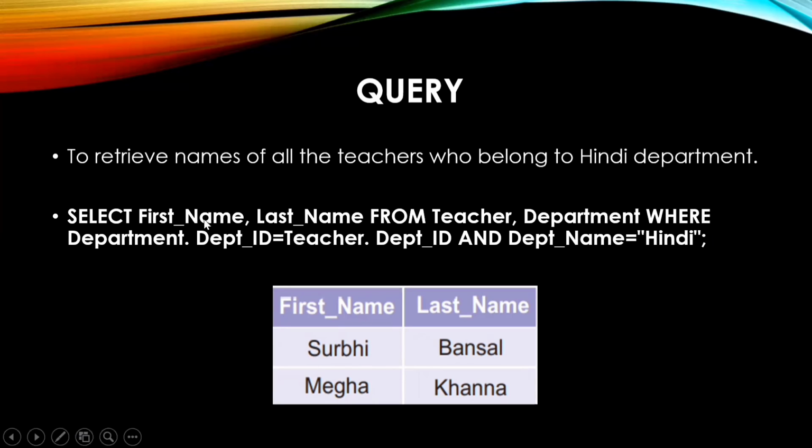Select first name, last name from which table? Teachers table and then department table where department dot department ID equal to teacher dot department ID and department name equal to Hindi. Okay. So department dot department ID, teacher dot department ID. Suppose both are the same, then the result will immediately be displayed on the screen.